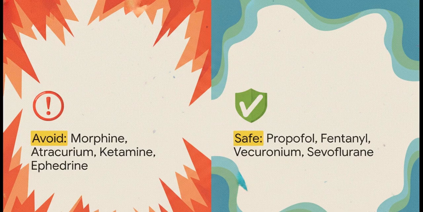You have to contrast the histamine-releasing or sympathomimetic drugs that you must avoid against the safe, stable alternatives. You absolutely want to avoid morphine, atracurium, ketamine, and ephedrine because these can trigger massive catecholamine release. Instead, rely on the safe alternatives, propofol, fentanyl, vecuronium, and sevoflurane. Keep that sympathetic nervous system as quiet as humanly possible.